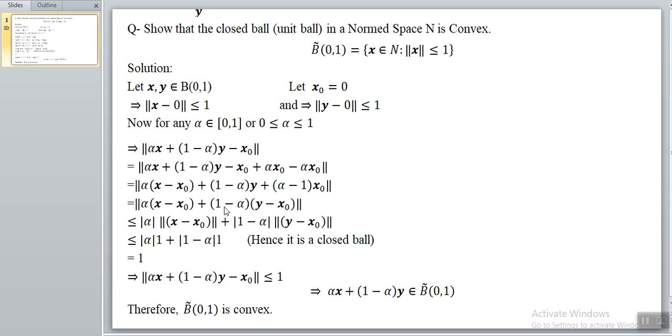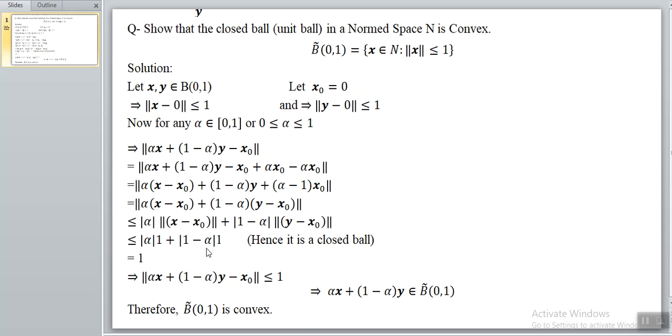Now, with the help of the triangle inequality I can split this whole expression and it gives me this, as you can see. Why have I taken alpha and 1 minus alpha out? Because these are positive constants, and the properties of the norm allow me to take them out with the modulus around them. And since the norms of x minus x naught and y minus x naught are always less than or equal to 1, I can write 1 and 1 in place of these two terms.